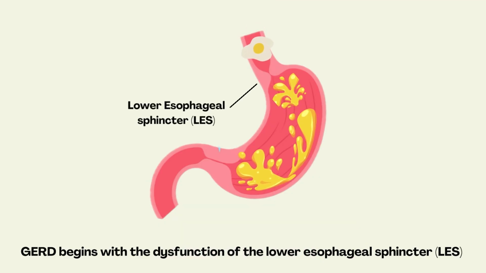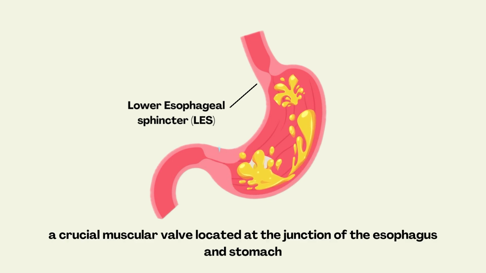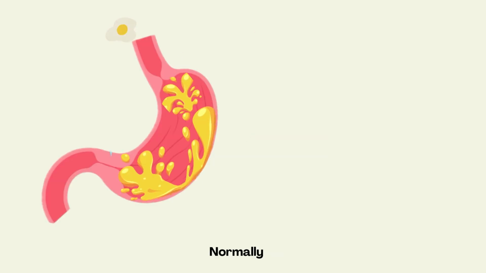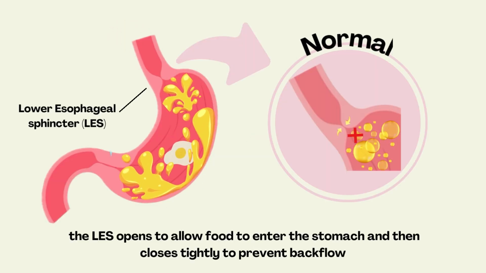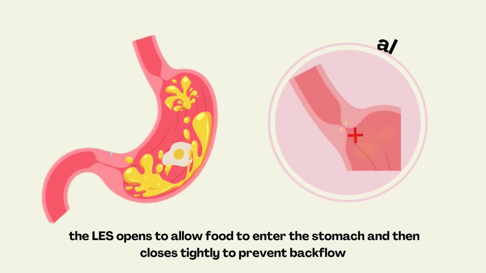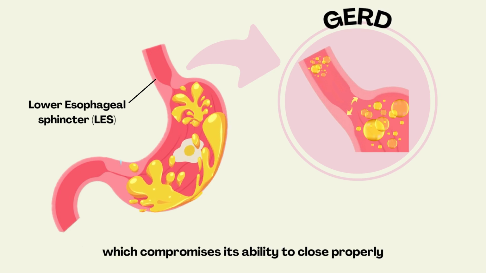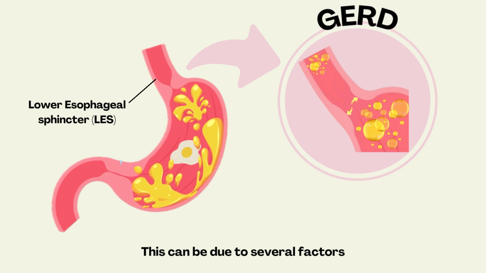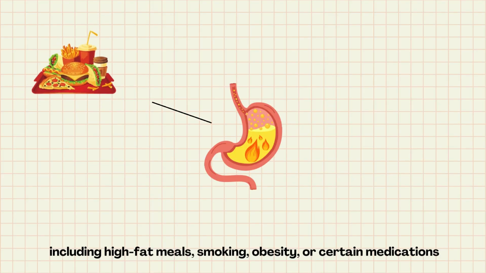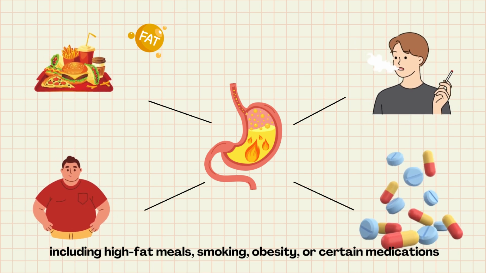Lower esophageal sphincter (LES) dysfunction. GERD begins with the dysfunction of the lower esophageal sphincter, a crucial muscular valve located at the junction of the esophagus and stomach. Normally, the LES opens to allow food to enter the stomach and then closes tightly to prevent backflow. In GERD, the LES either weakens or relaxes inappropriately, which compromises its ability to close properly. This can be due to several factors including high-fat meals, smoking, obesity, or certain medications.